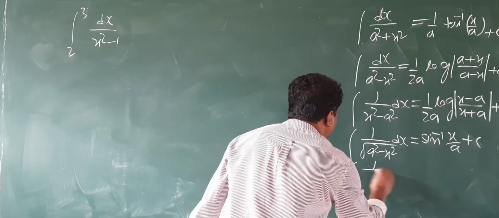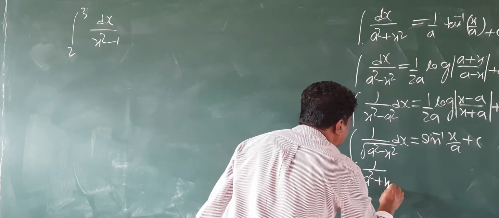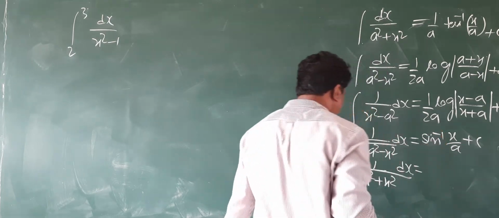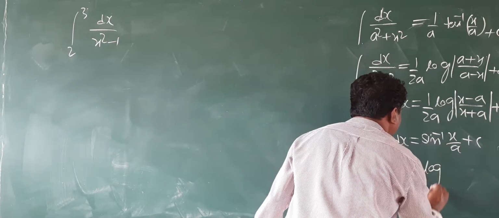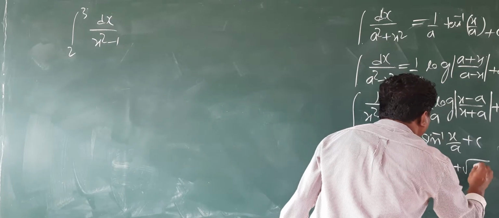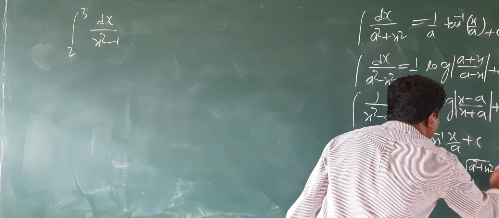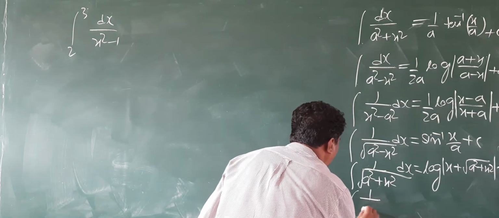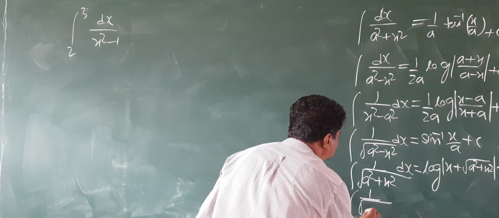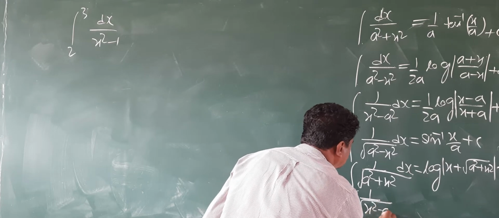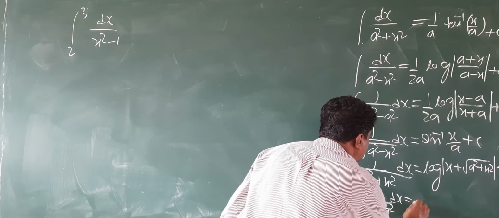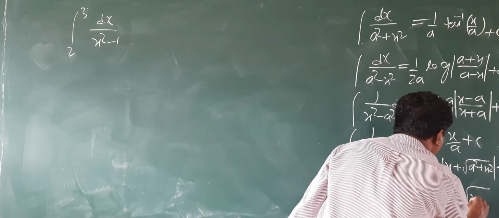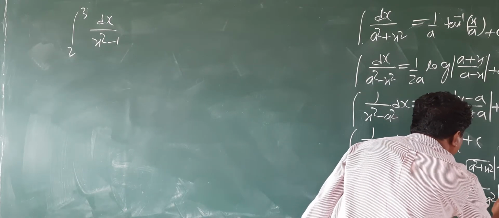Next, 1 by root of a square plus x square into dx is equal to log x plus root of a square plus x square, plus c. Next, 1 by root of x square minus a square into dx is log x plus root of x square minus a square, plus c.